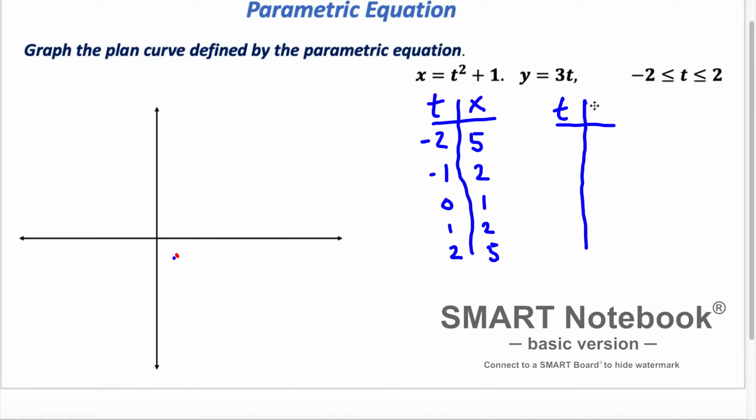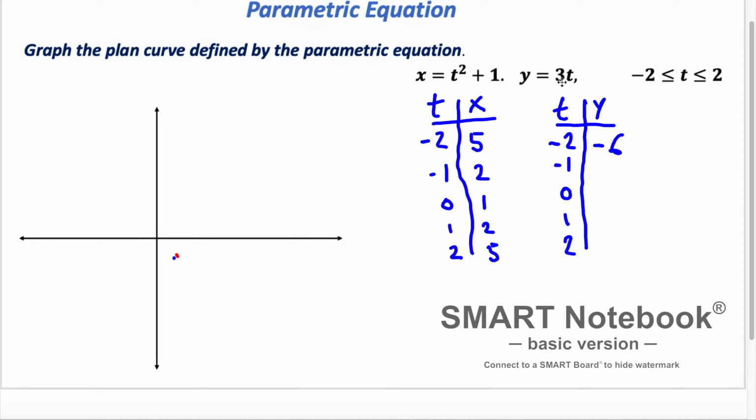Now let me take another table to find the values of y. Here is t and on the other side y. Let me take the same values, because t is in the closed interval from -2 to 2: -2, -1, 0, 1, and 2. Now I'm going to evaluate y with respect to t. If t is -2, times 3 is -6.